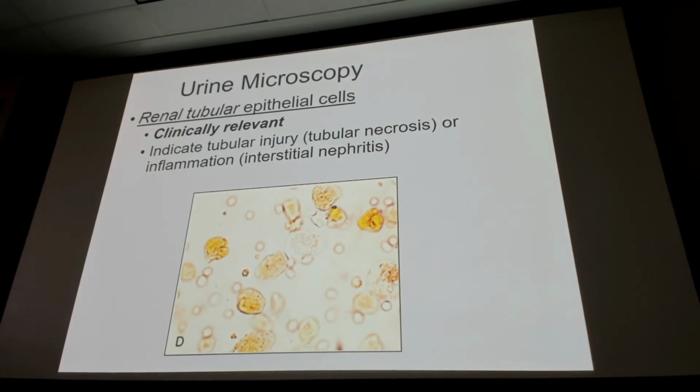Again, there's not going to be any slides that show you a micrograph and say, interpret this. But knowing that renal tubular epithelial cells are indicative of a tubular injury or inflammation will be helpful. Okay.